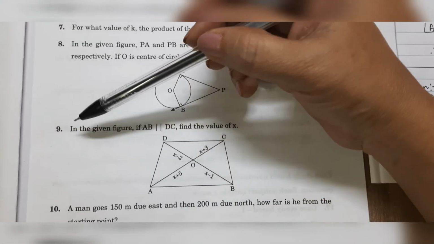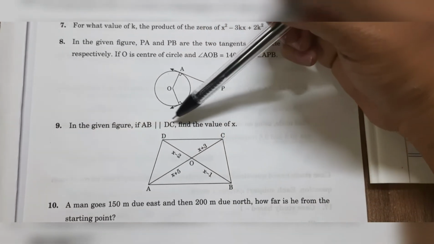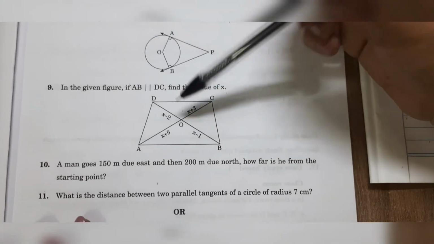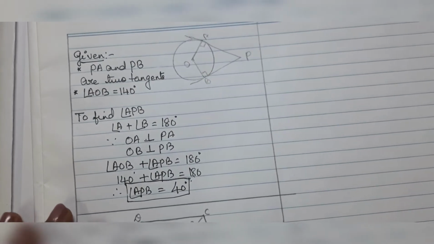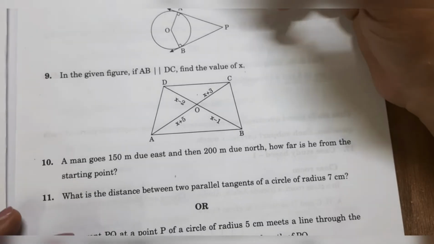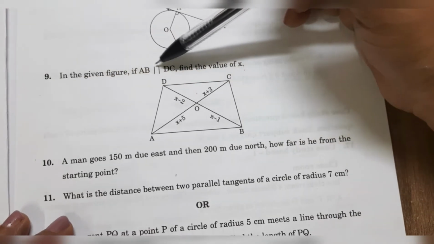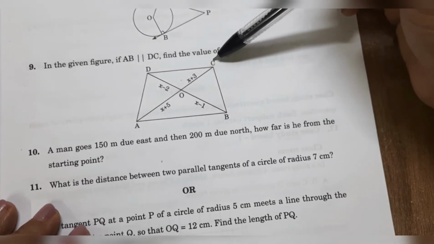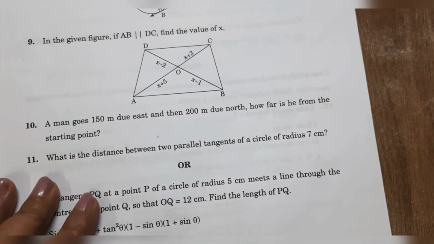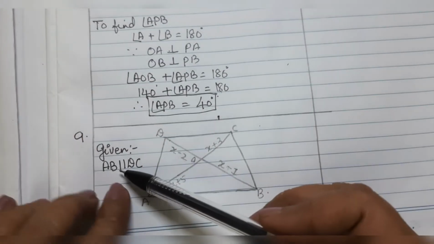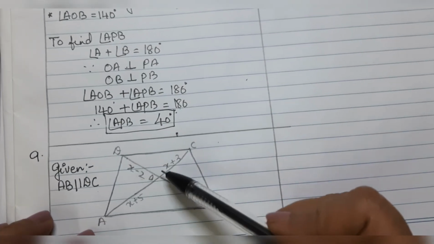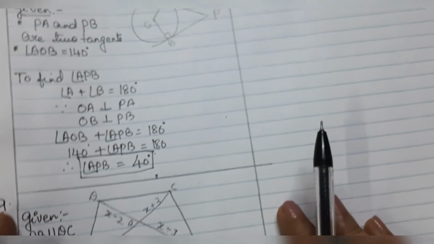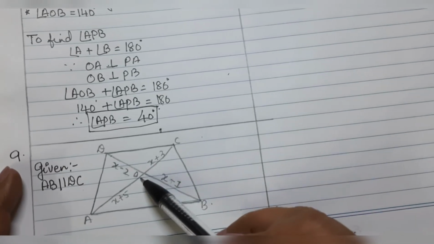Next question, ninth one. In the figure, if AB is parallel to DC, find the value of x. So this is the figure here. Only one thing is given in this case: in the given figure AB is parallel to DC, find the value of x. So first we will have to show that these two triangles are similar. Then we will take the sides as proportional. To prove it, we use one vertically opposite angle and one pair of alternate angles.